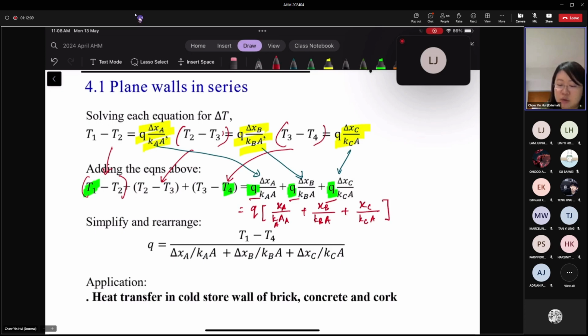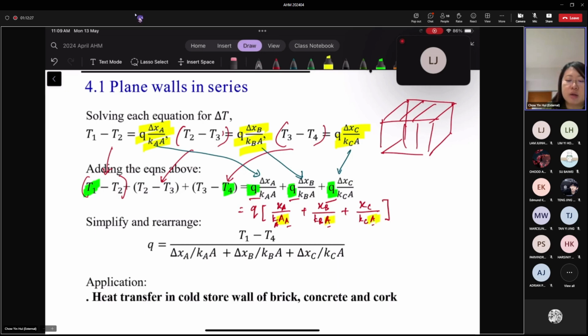Actually, in this case you can also factor out the area, if you are assuming a series of slabs with a constant cross-sectional area. So the area can be factored out as well if we are going to calculate the flux.